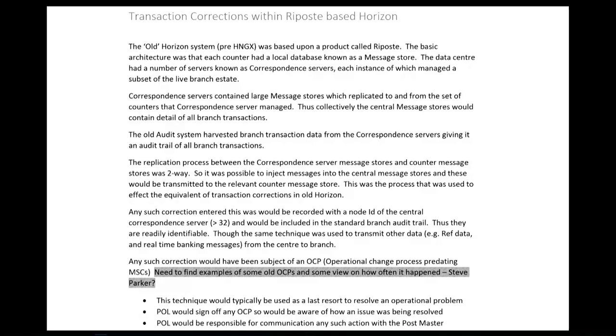The replication process between the correspondence server message stores and counter message stores was two-way. So it was possible to inject messages into the central message stores, and these would be transmitted to the relevant counter message store. This was the process that was used to effect the equivalent of transaction corrections in Old Horizon. Does that match your understanding? It does, yes.